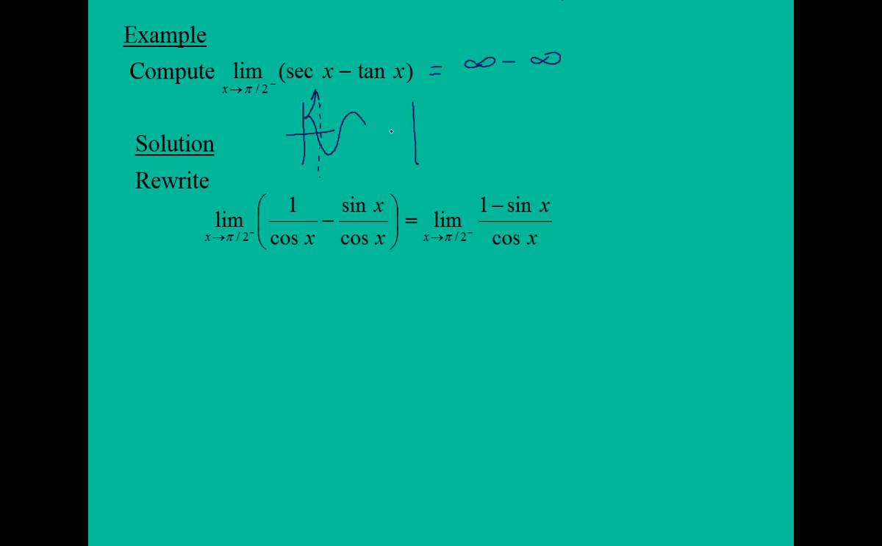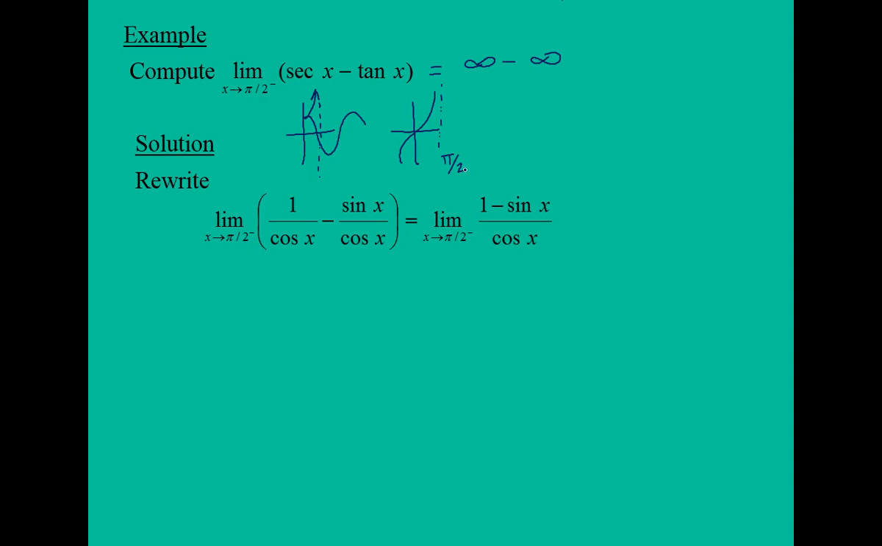And if you think about the tangent graph like this, here's pi by 2, and so as x approaches pi by 2 from the left, we're going off to infinity again. So that's why we get infinity minus infinity. Now if we write each one of these using trig identities, secant of x is 1 over cosine, tangent is sine of x over cosine of x.